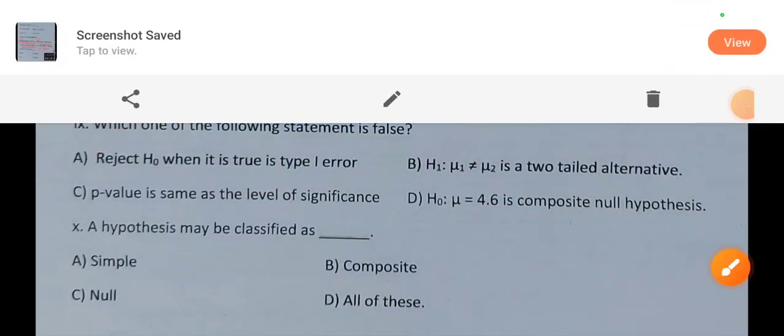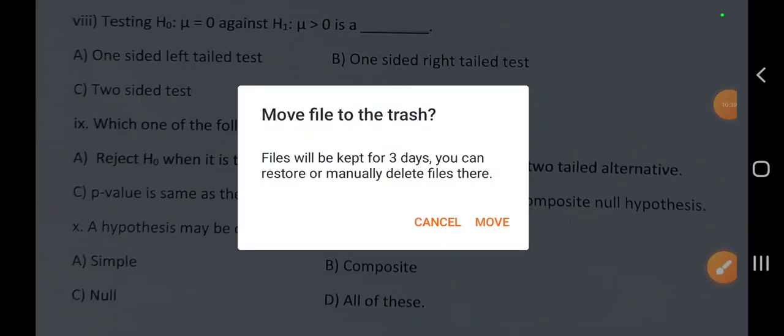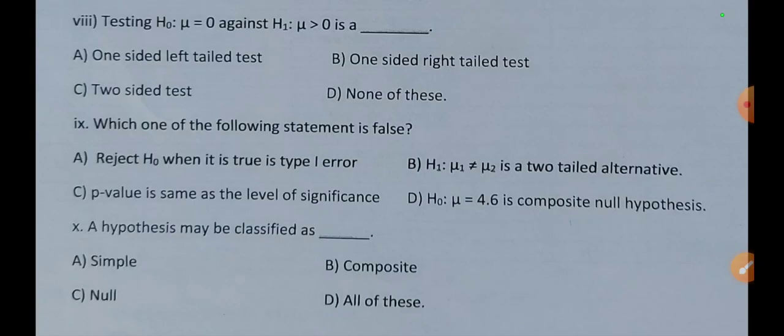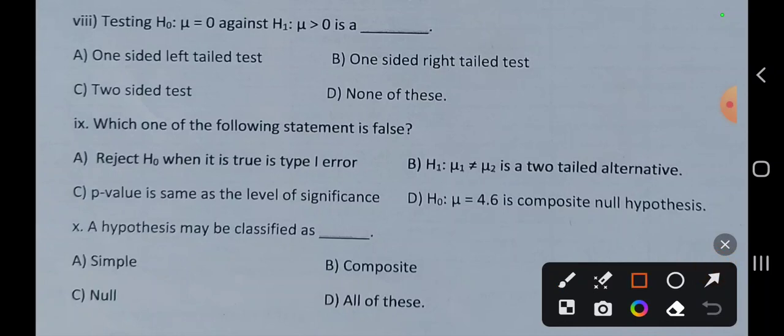So what is the next question? A hypothesis may be classified as, the options are A simple, B composite, C null, and D all of these. So we know what the types of hypothesis are. A hypothesis may be a simple hypothesis, a composite hypothesis, or a null hypothesis. So the correct answer in this case is D, all of these.